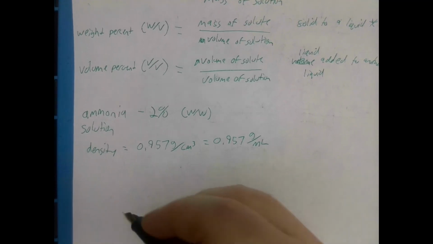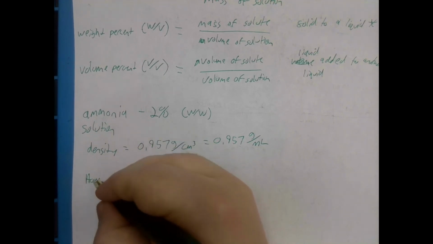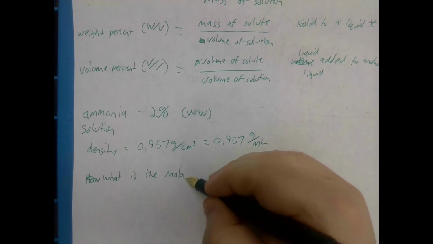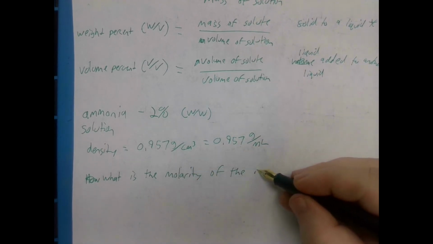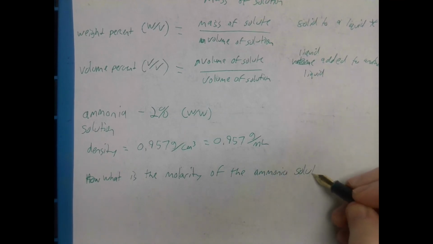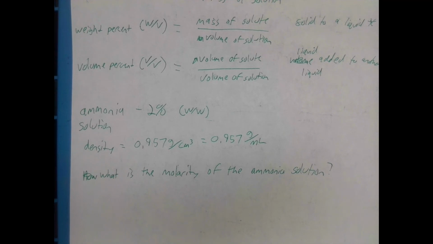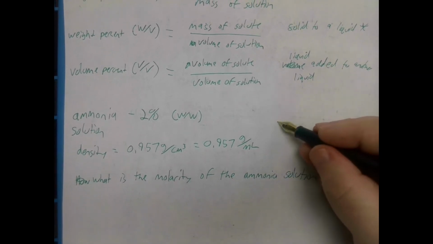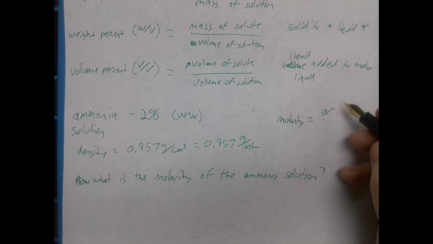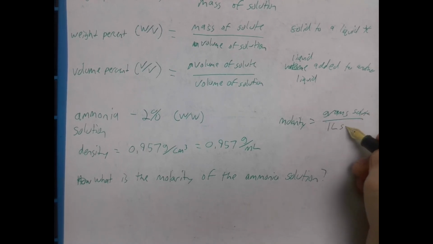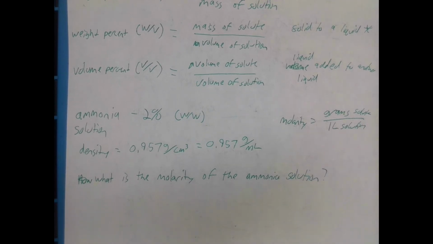My question is, what is the molarity of this concentration? How strong is this ammonia solution if they tell you it's 2% weight by weight? Remember, molarity is grams solute, so grams ammonia per 1 liter solution. Well, first we need to figure out how many grams of ammonia we have.